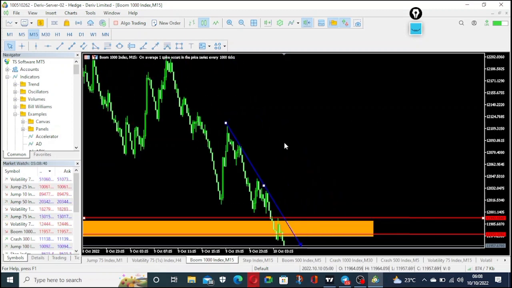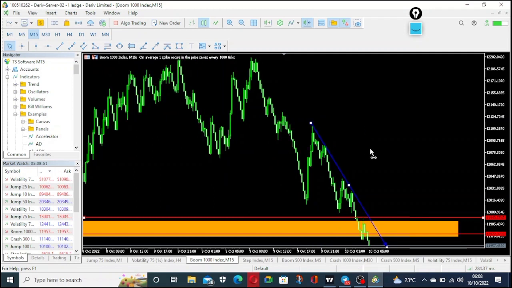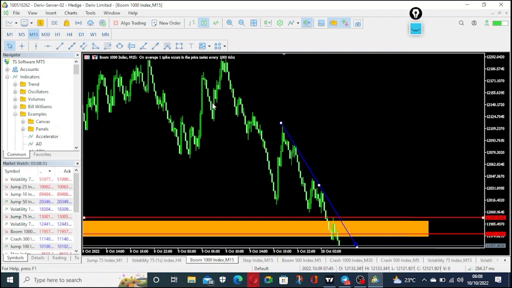Yes, you will catch some spikes, but most of the time you should be selling instead of buying. That's what you see. Boom 1000 is more bearish. So it is a selling time for all of us. Good luck, guys. Let's check another instrument.